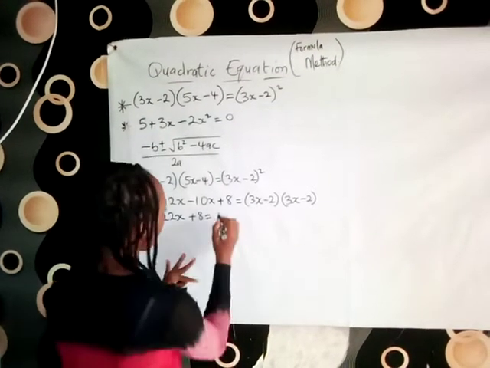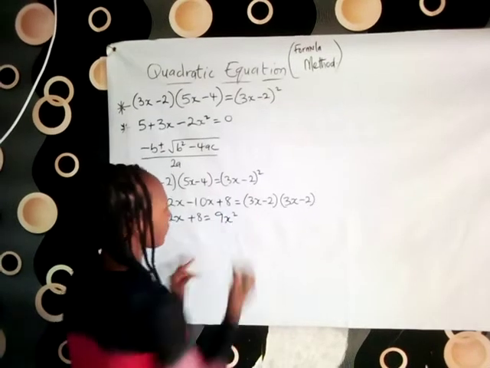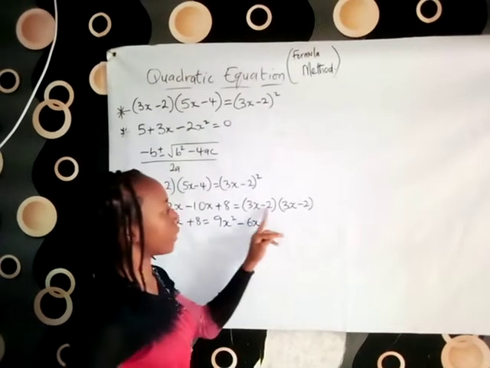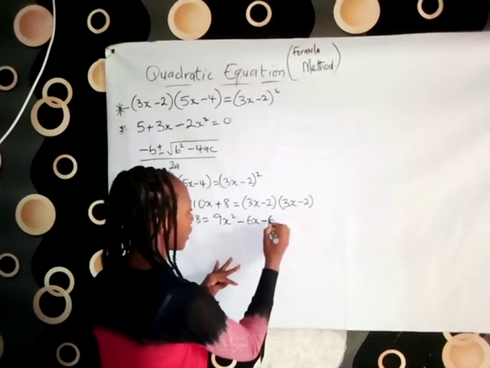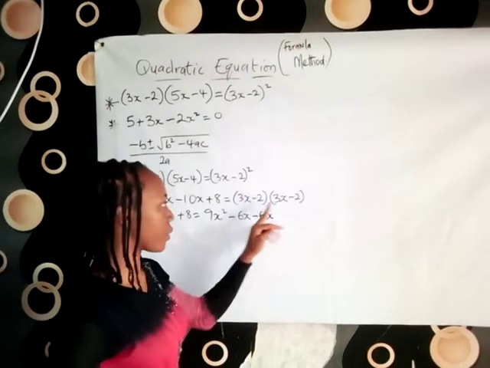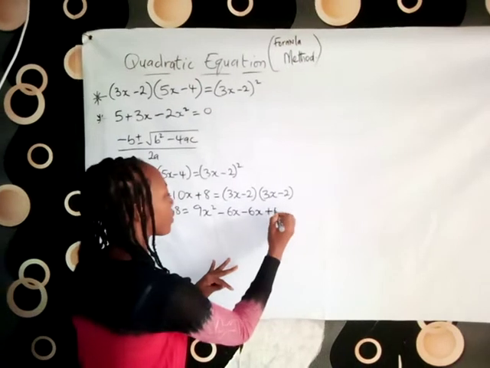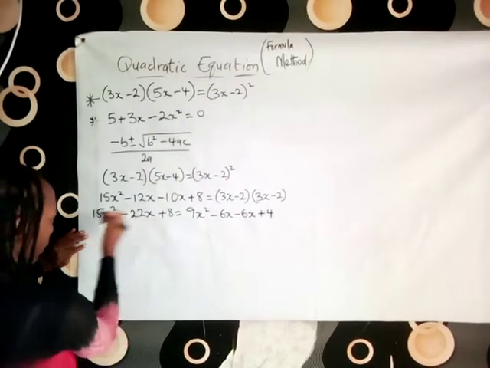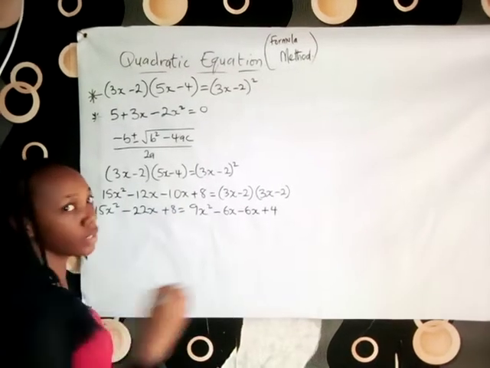3x times 3x will give us 9x squared. 3x times minus 2 will give us minus 6x. Minus 2 times 3x will give us minus 6x. Minus 2 times minus 2 gives us plus 4. We also collect the like terms now: all the squares, all the x, and all the constants.